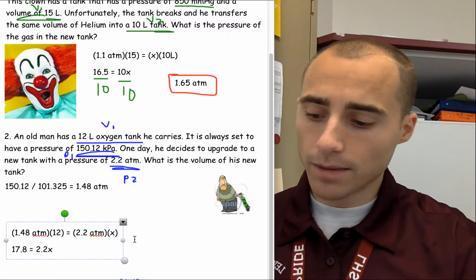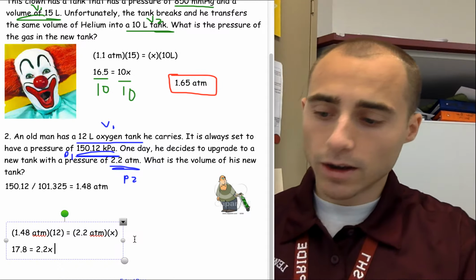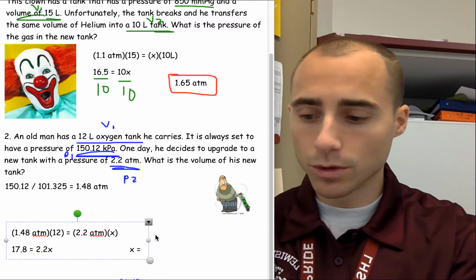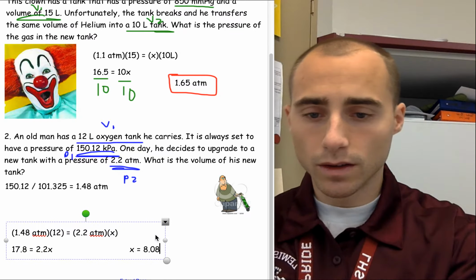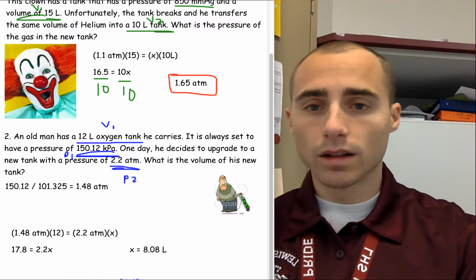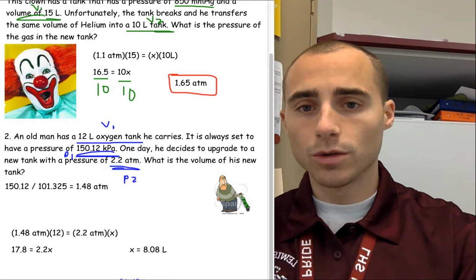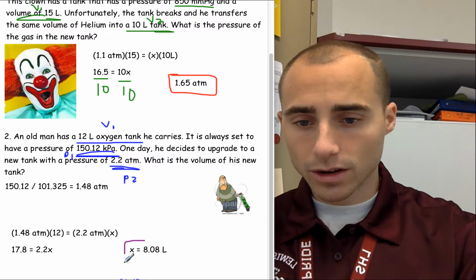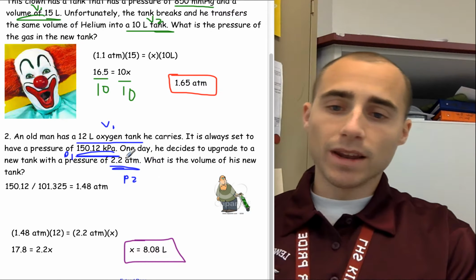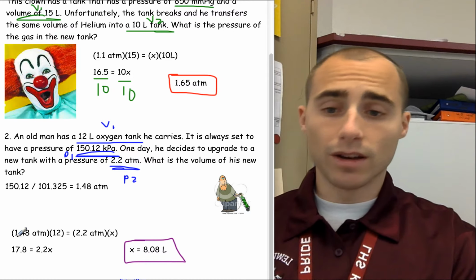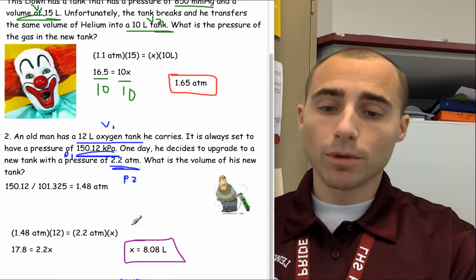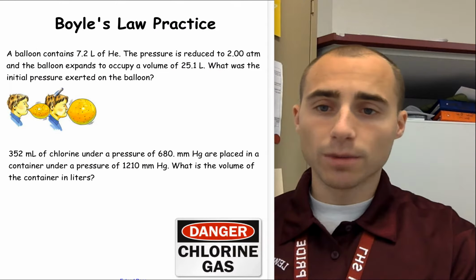And then we just divide both sides by 2.2. After dividing by 2.2, x equals 8.08, and it's a new volume, so we're measuring it in liters. So our old man here with his new tank of oxygen, it is now 8.08 liters, meaning its volume decreased so that the pressure could increase. The pressure went from 1.48 to 2.2. The volume went from 12 to 8.08. Let's do 2 more quick practice problems with Boyle's Law.